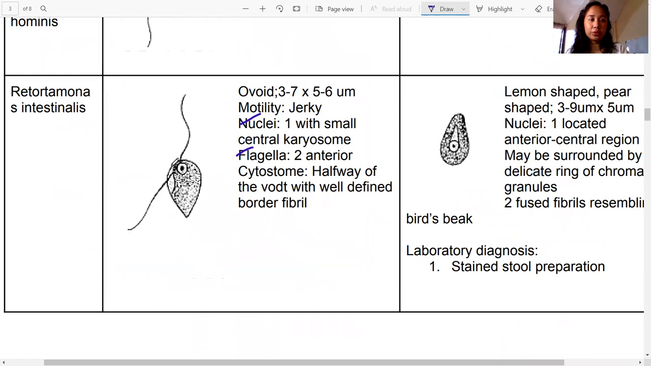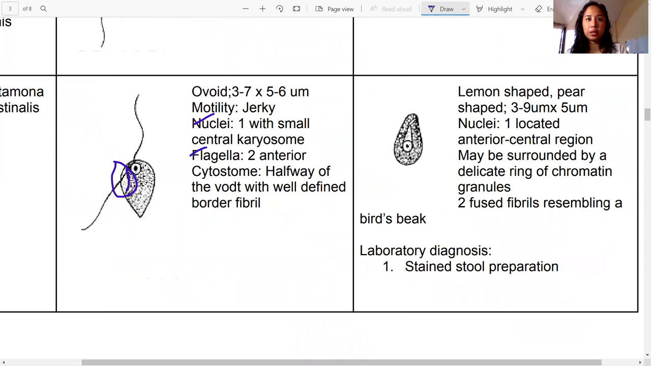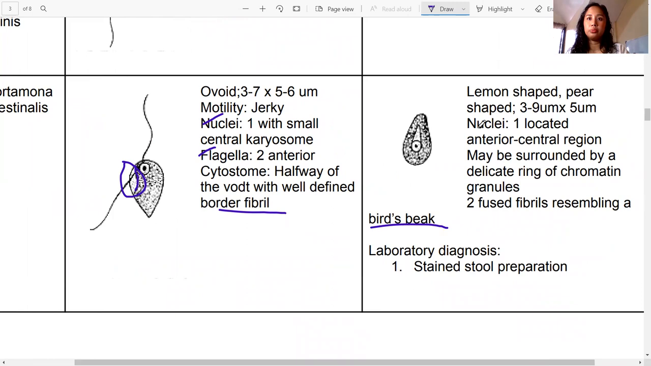Ito yung fibril, itong line na to. So, cytostome. Ito yung fibril. Ito, bird's beak. Parang triangle, two fused fibril. So, ang mga fibrils class is unique sa mga Retortamonas. Huwag kakalimutan. Lemon shape.